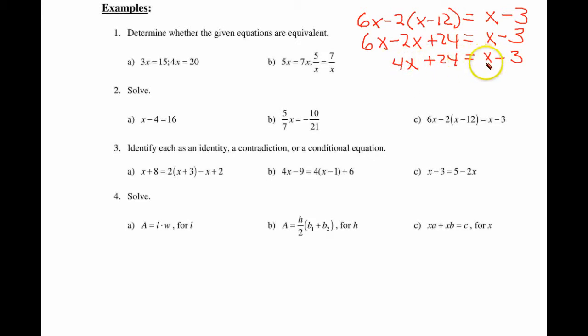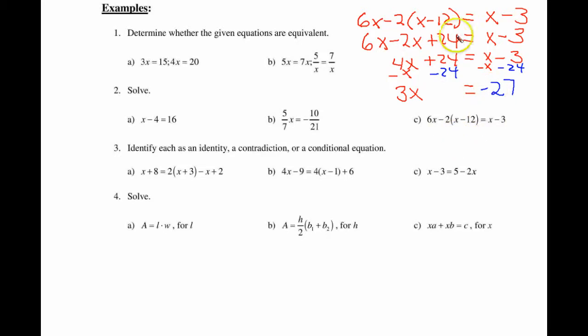And now we're going to subtract an x here, I should say. Subtract an x there. This will give me 3x. Here they cancel out, I get a 0. And I don't want this on this side, I want the x's alone. So I'm going to subtract now 24. Subtract 24 there. This will make this 0. And now this will be a negative 27.